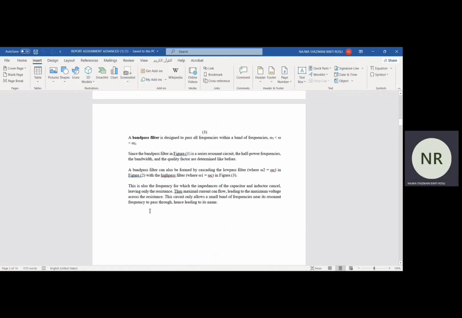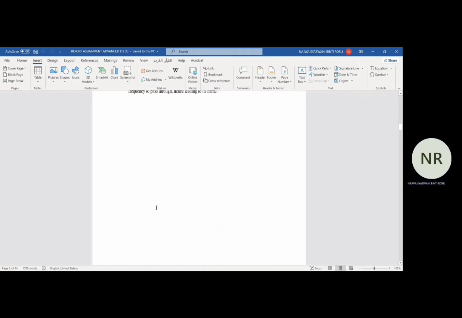This is also the frequency for which the impedance of the capacitor and inductor cancel, leaving only the resistance. Thus, maximum current can flow, leading to the maximum voltage across the resistance. This circuit only allows a small band of frequency near its resonant frequency to pass through, hence leading to its name.